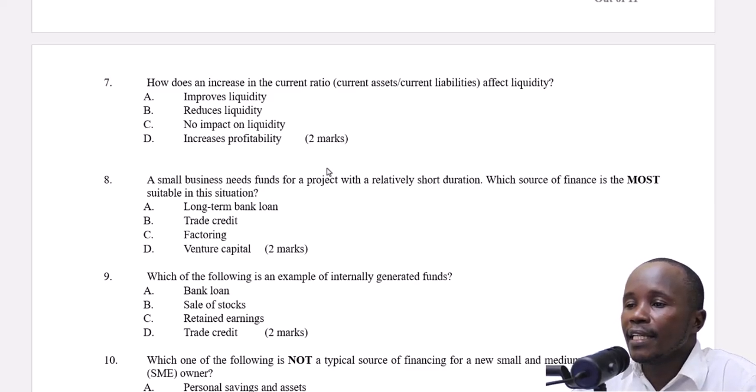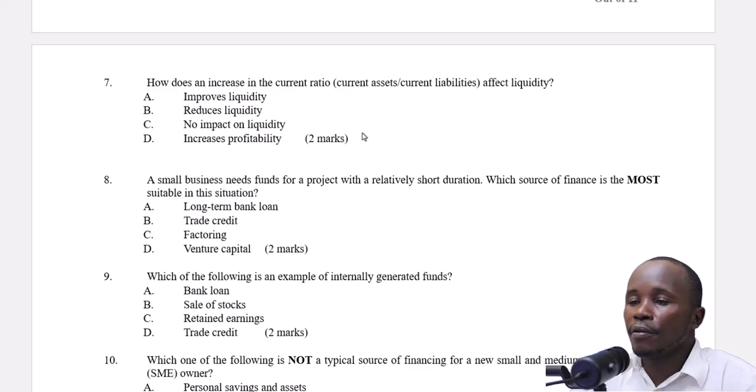how does an increase in current ratio, that is current assets divided by current liabilities, affect liquidity? Now, the current ratio determines the ability of the company to pay its short-term current liabilities. In other words, when the current assets are more than the current liabilities, it means the company is able to pay off its current liabilities. Vice versa, where the current assets are less than the current liabilities, it means even if you sell or dispose of all the current assets, you will still have liabilities to pay.